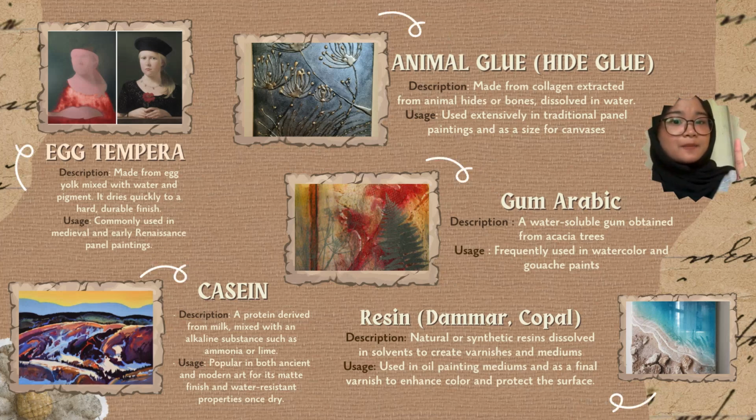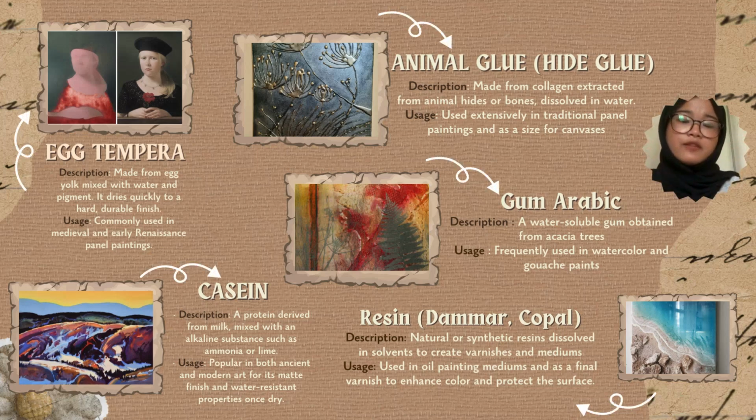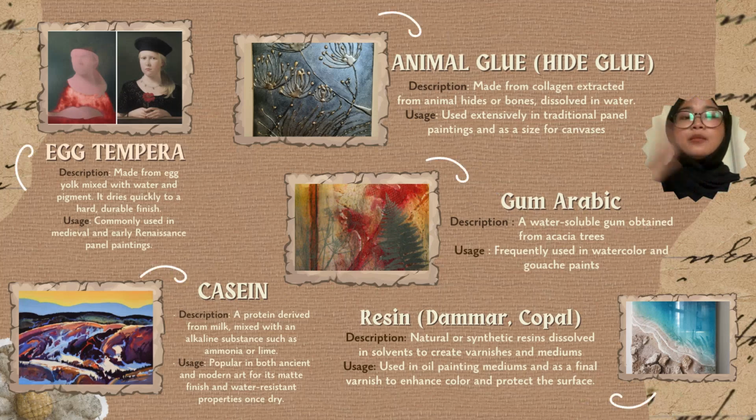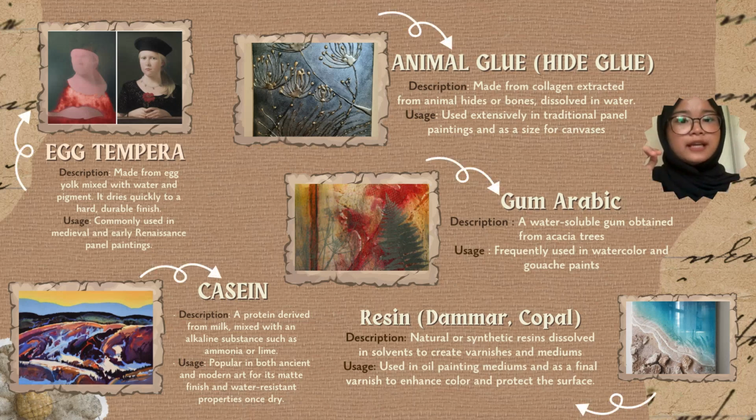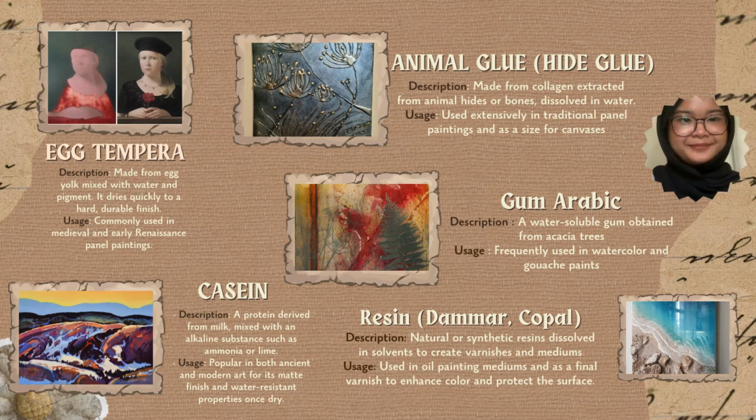The second example is casein. Casein is a protein derived from milk mixed with an alkaline substance such as ammonia and lime. It is also popular in both ancient and modern art for its matte finish and water-resistant properties once dry.